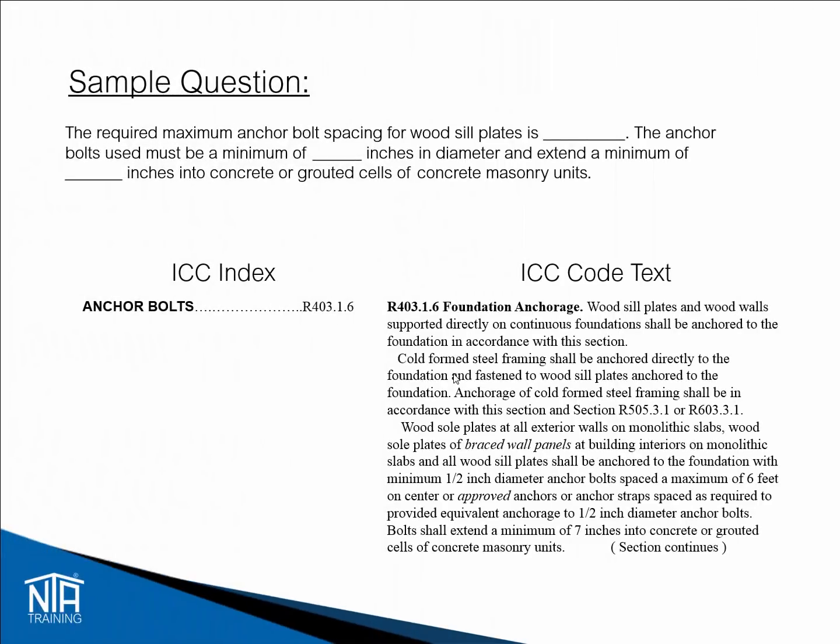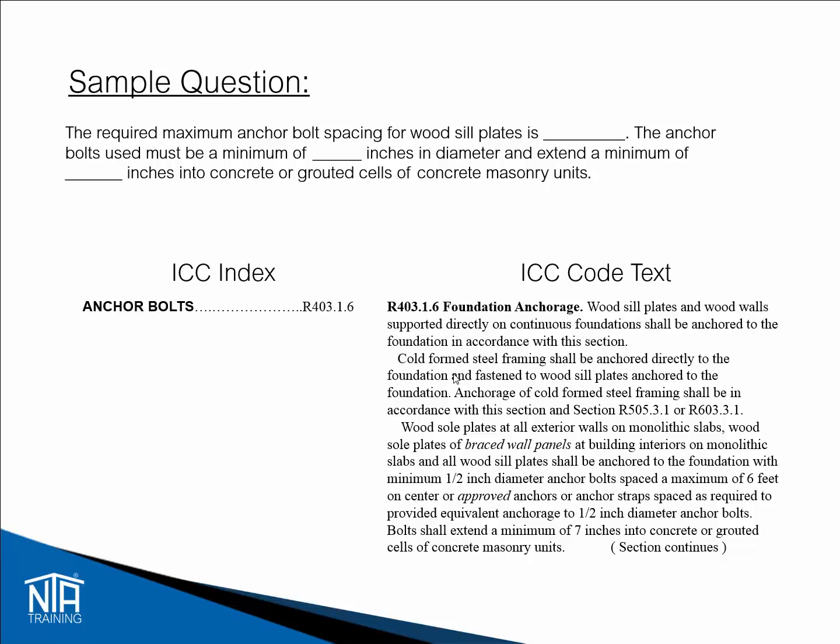The required maximum anchor bolt spacing for wood sill plates is blank. The anchor bolts used must be a minimum of blank inches in diameter and extend a minimum of blank inches into concrete or grouted cells of concrete masonry units. You are looking for anchor bolt spacing requirements. Start in the index and search for anchor bolt. This will direct you to section R403.1.6 in Chapter 4. Within this section, you want to look specifically for wood sill plates with anchor bolts, since that is what is referenced in the question.